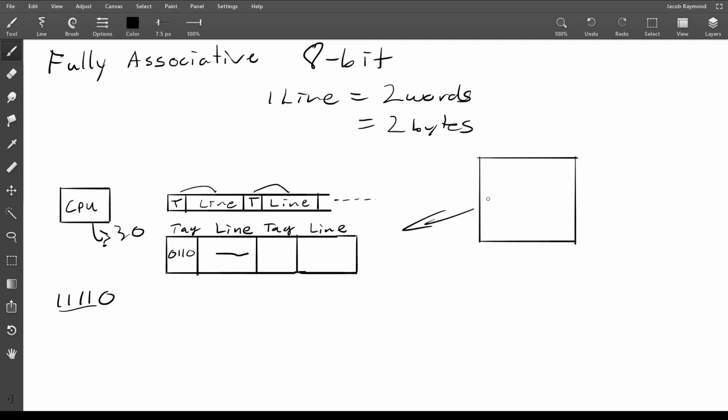So it might do that. It says, oh, it's not there. It would, again, get it from the main memory and then put it into the cache. So it'd say, okay, well, there's something in this location, so I'll go ahead and put it here. So the tag would go here, and then whatever data would go here.